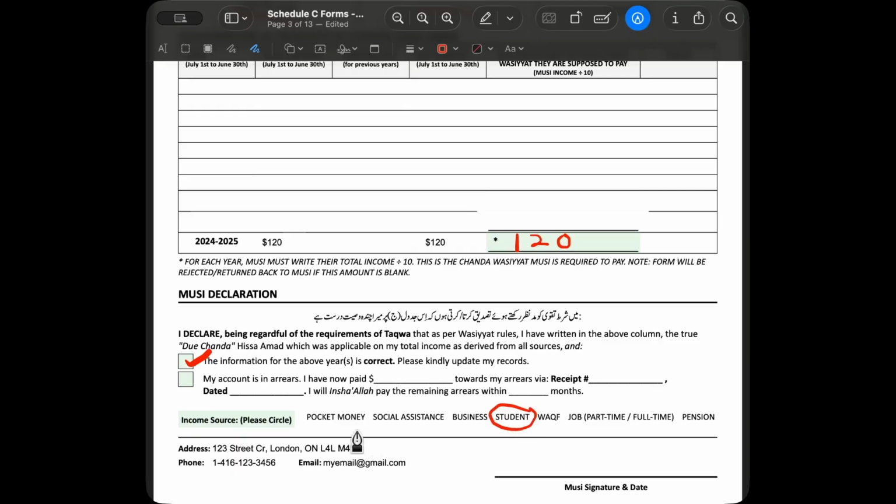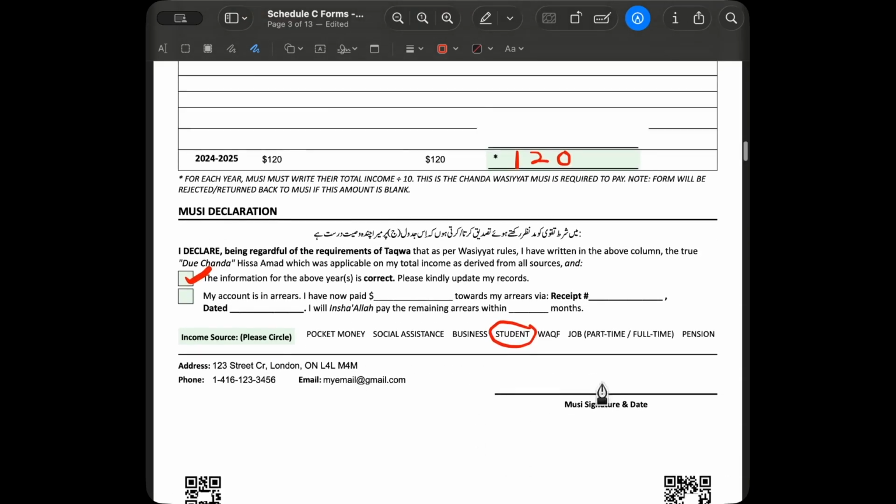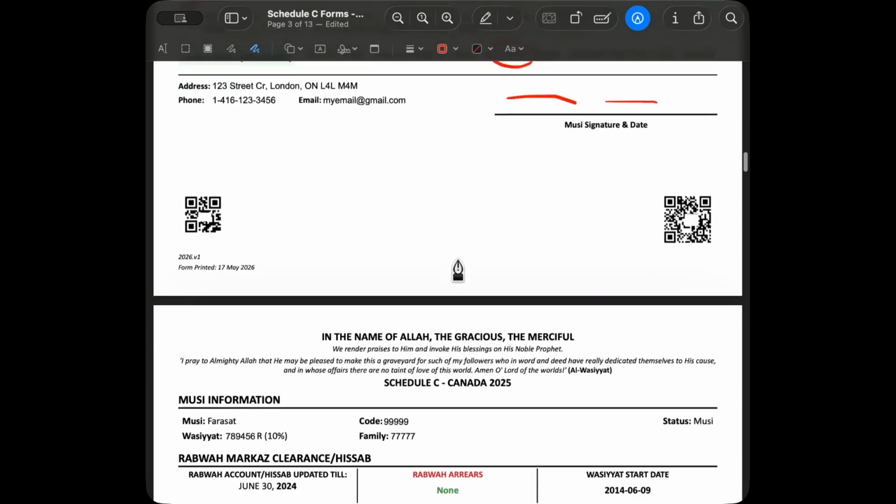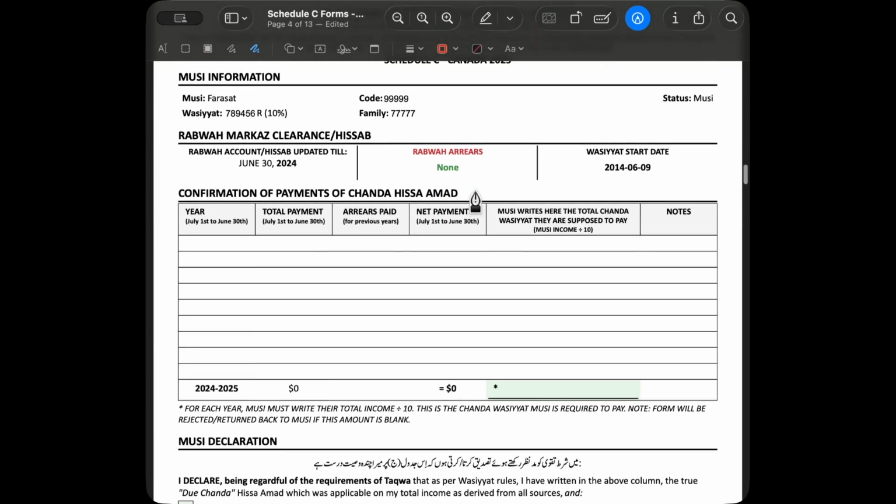For student, he will not circle pocket money. He will say student here, and then signature and date. And this form is complete as well. Let's look at the next form.